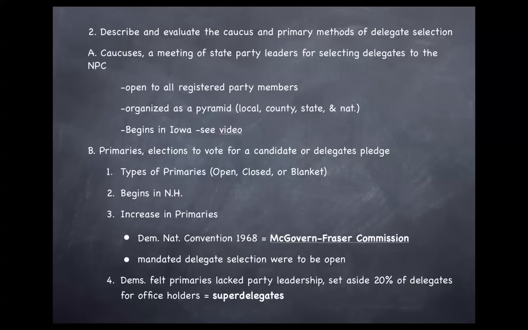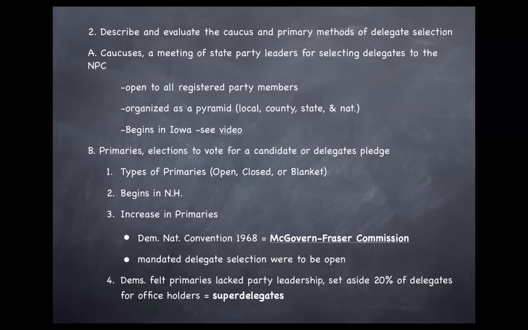You get a ballot. If you're a registered Republican, you get a ballot for Republicans. If you're a registered Democrat, you get a ballot for the Democrats. And the blanket primary is where you have both Republican and Democratic ballots, and you can pick. You can split your ticket.